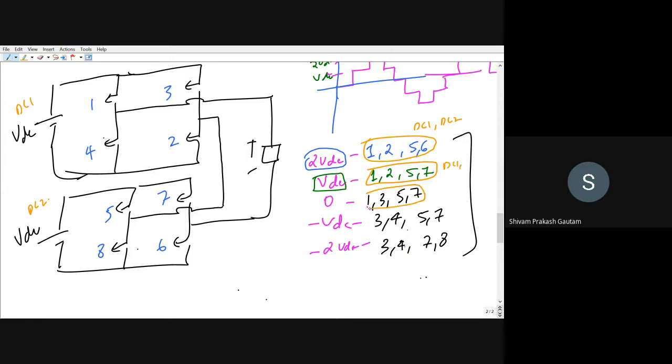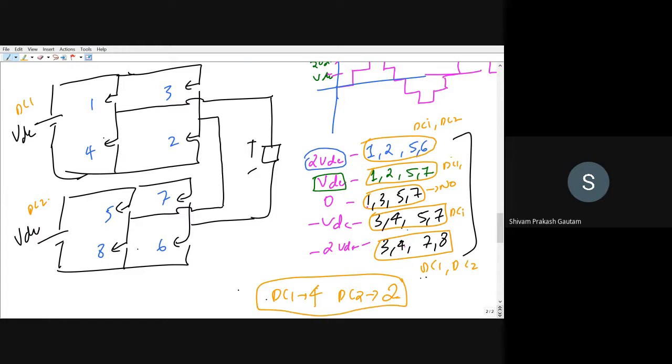If you see here, no one is being utilized. If you see at this level, again DC source 1 is being utilized, and if you see here, again DC1 and DC2 are being utilized. So you can count how many times DC1 is utilized and how many times DC2 is utilized. DC1 is utilized how many times? 1, 2, 3, 4. 4 times. And DC2 has been utilized 2 times.